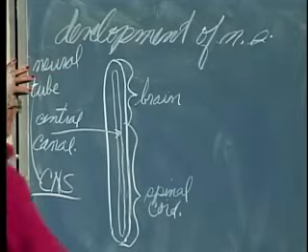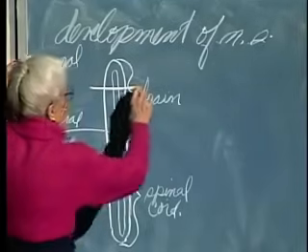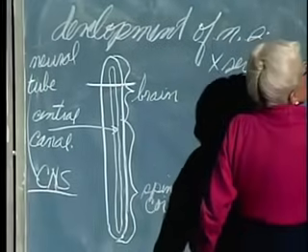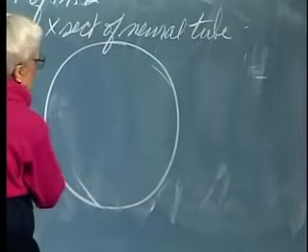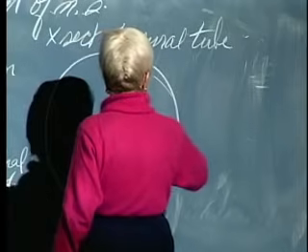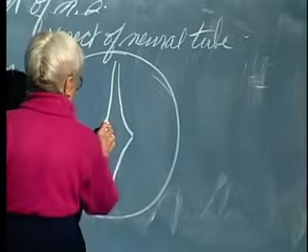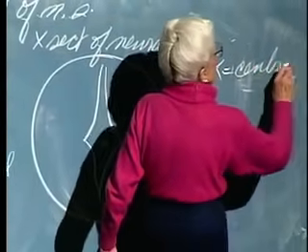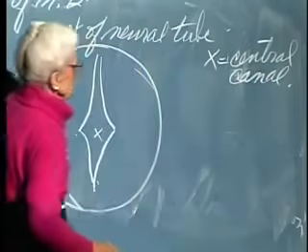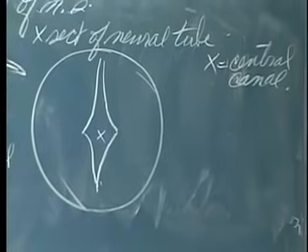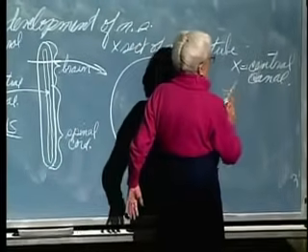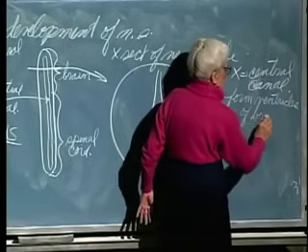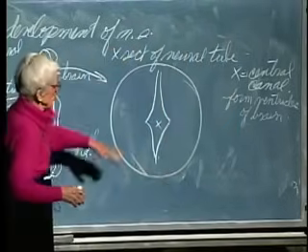Now let's take a section through this cranial end. Cross section of neural tube. And our central canal is changing, not just a simple elongated tube, it's taking on some shape here. This now is our central canal. And the central canal in the head end will form the ventricles of the brain. So you have these chambers inside the brain coming from the original central canal.